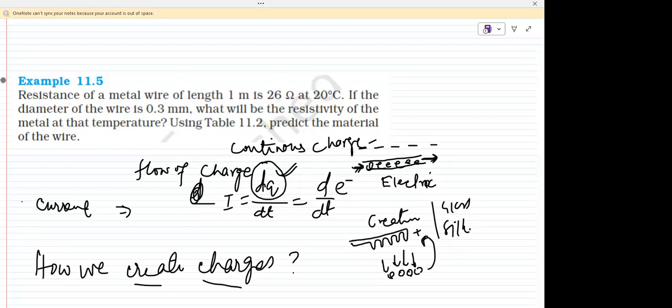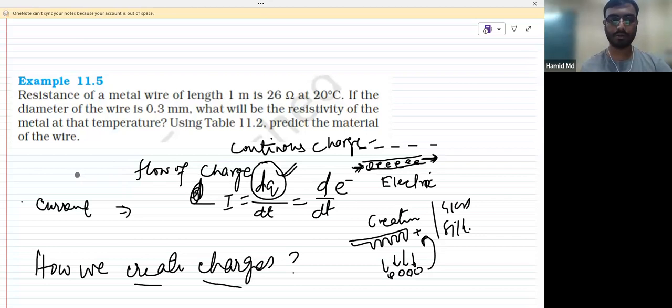So how does charge flow? Charge only flows when the circuit is complete. We already discussed this in this class. One basic thing: what is the unit of charge? Jaslin and Ridwan, can you tell me how much charge is on one electron? 1.6 times 10 to the power minus 19 coulomb, right? One electron contains this much charge.